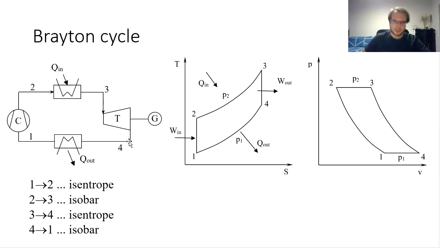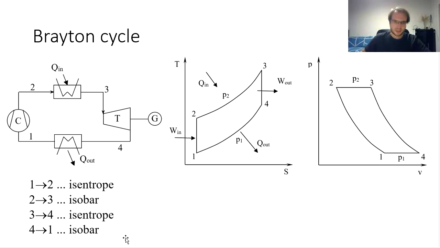From point 3 to 4 there is expansion of the working fluid in the turbine, which produces work, and then between points 4 and 1 is heat rejection. With the thermodynamic states, the change 1 to 2 is isentropic in the ideal case, 2 to 3 is isobaric heat addition, 3 to 4 is isentropic expansion, and 4 to 1 is isobaric heat rejection.